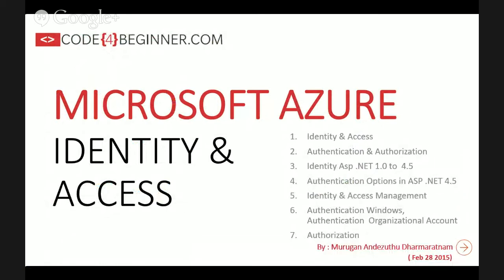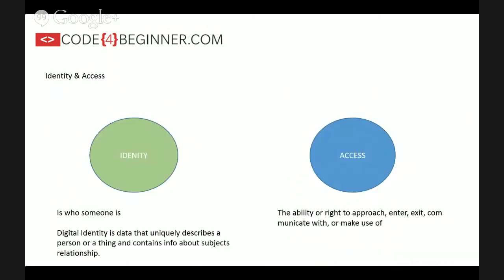And today we will speak about Microsoft Azure Identity and Access. Now let's start with what is identity and what is access. What is identity? Identity is who you are or who someone is. Now access is whether you have access to a particular website or whether you have access to something. Now digital identity is the data that uniquely describes a person or a thing and contains information about the subject's relationship.